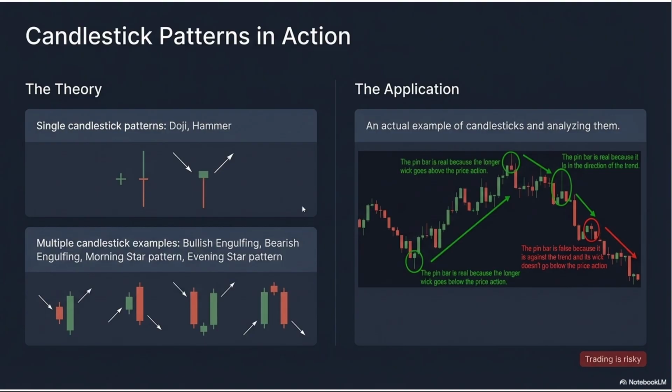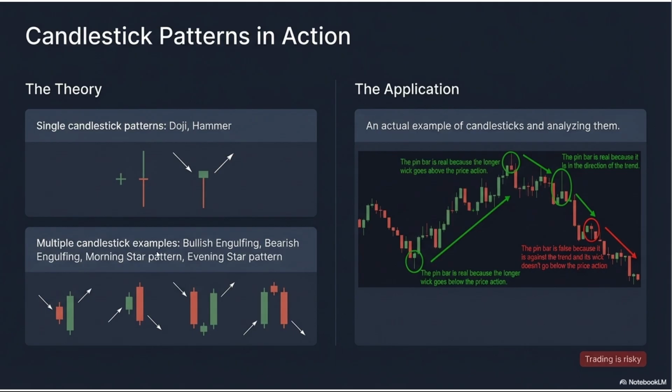All right, as we can see here, in the theory of price action or candlestick patterns, as I said, we have single candlestick patterns, doji or hammer. This we call a doji. Long wick up and down, and a small body. We call it a doji. We have the hammer here as well, as I explained for you.